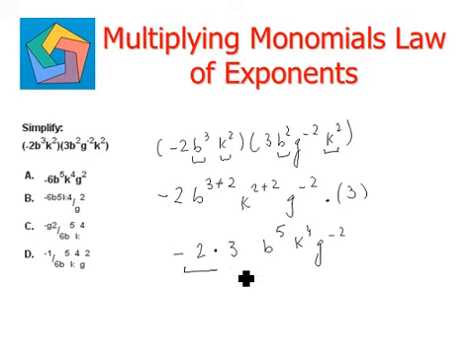Negative 2 times 3 is negative 6, b5, k4. We have g to the power of minus 2, so we can fix it by moving g to the power of minus 2 to the denominator, and this becomes only g to the power of 2. The negative sign is taken off when it goes to the denominator. So this is the final answer. Let's see with which option it matches. It's the B option, negative 6b5 k4 and g squared. So this is the final answer. Let's look at the next example.